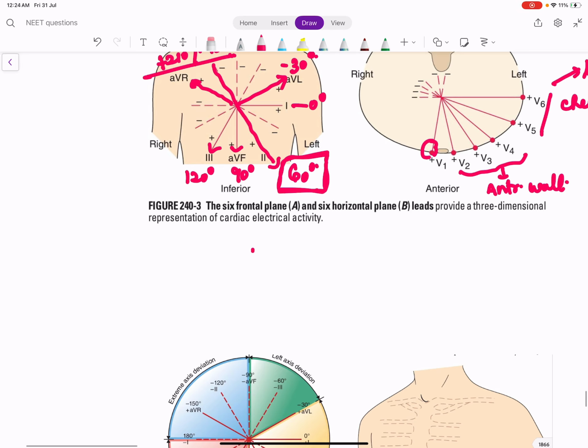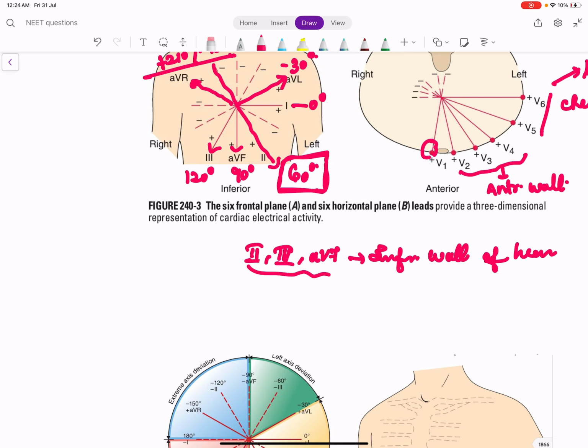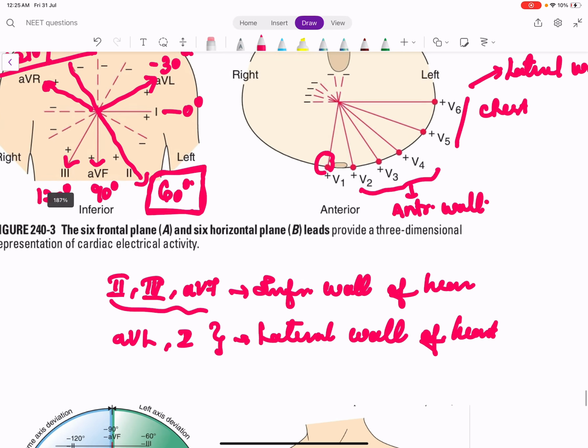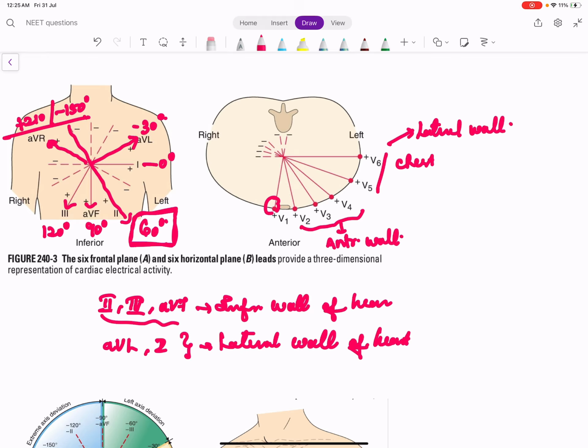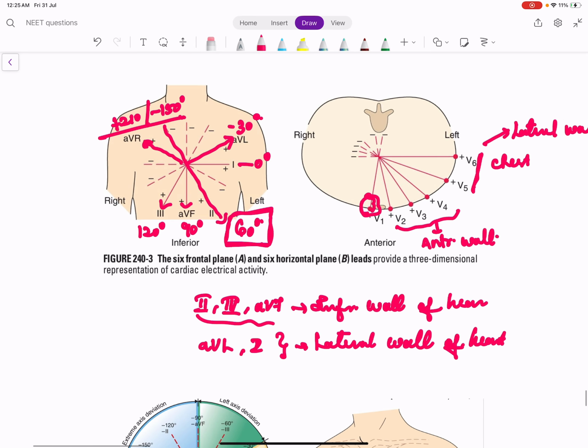Okay, so you can very well see lead 2, lead 3, lead AVF face the inferior wall of the heart. AVL and lead 1 see the lateral wall of the heart, right? So this may be difficult to remember. People who are used to ECG can try to remember. Among the chest leads, V1 sees the right side of the heart, V2 to V4 see the anterior wall of the heart, V5, V6 see the lateral wall of the heart.